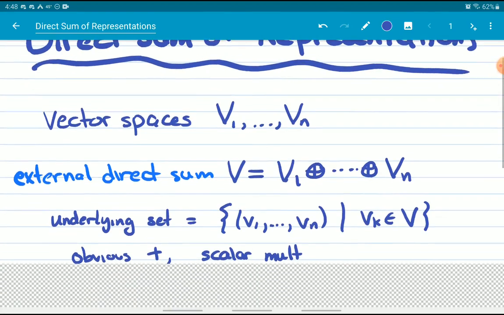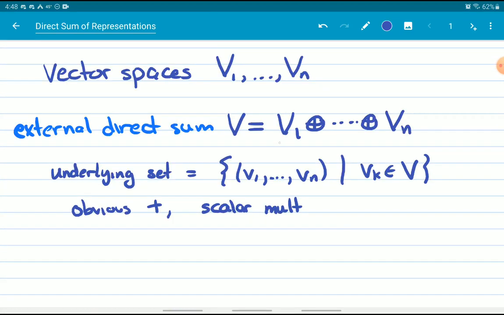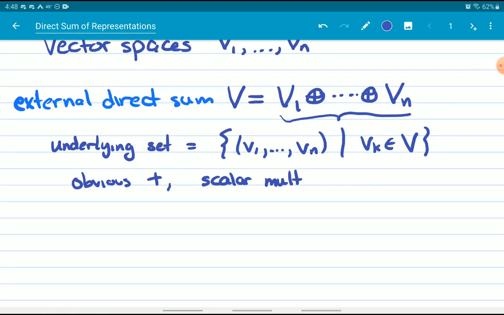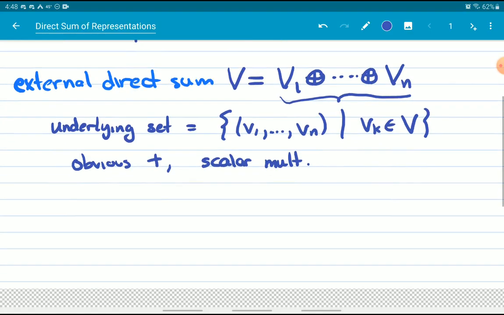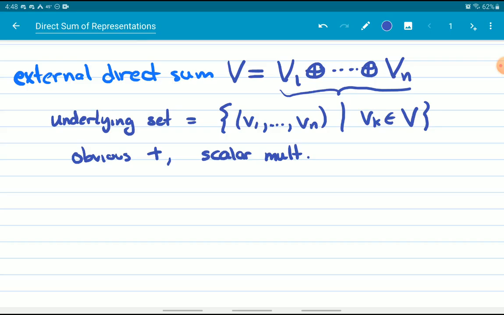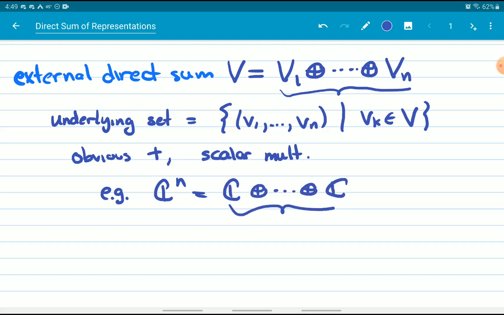I can build a new one, which I'll call the external direct sum. It's often written with these plus signs and circles. So the underlying set is the Cartesian product, and it's the obvious addition: you add in each factor, and scalar multiplication. Basically, you would probably want to call this a direct product, but it's usually called a direct sum. If you call it a direct product, that's fine too, actually. So for instance, C^n is nothing more than a direct sum of n copies of C.